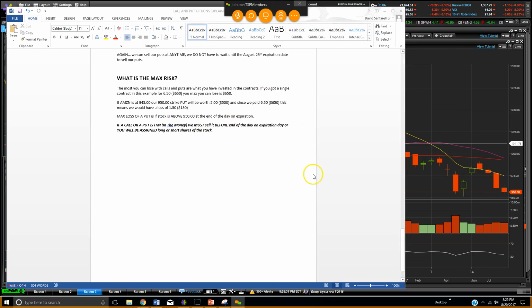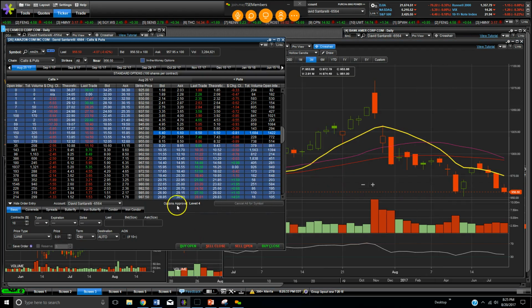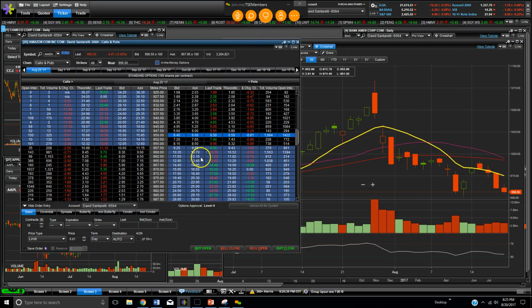So let me go over here now. So let's have this up now. Same thing with the call. We did the 960 strike example. If the stock is below 960, then we lose our total investment on Friday, August 25th. If the stock is above 960 on August 25th, our contract is going to be worth some money.